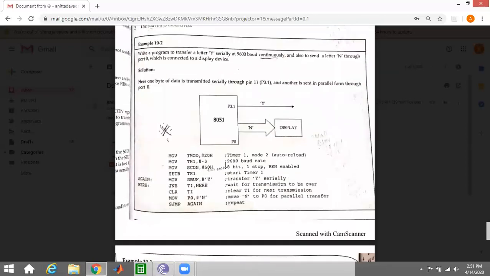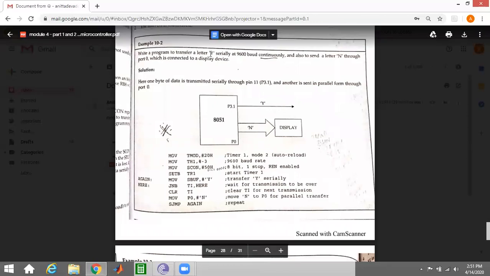So this is a program. What is the question? Write a program to transfer the letter Y serially. We need to do serial communication, transferring the data serially at the given baud rate. What is the baud rate? 9600 baud rate.